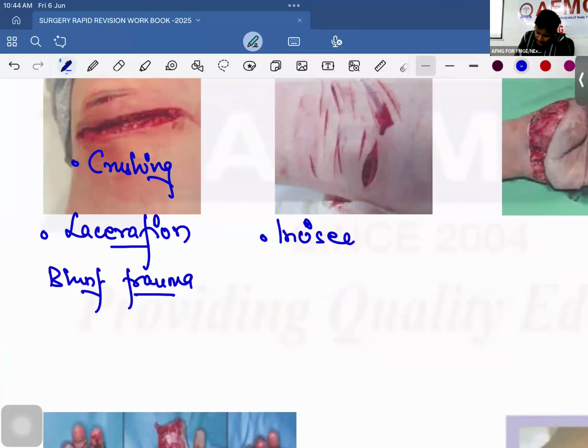Incised wound, right? So please remember, these are nothing else but multiple superficial cuts, beta, and that is nothing else but called suicidal wounds. And we know suicidal wounds are nothing else but an example of incision or an incised wound itself.